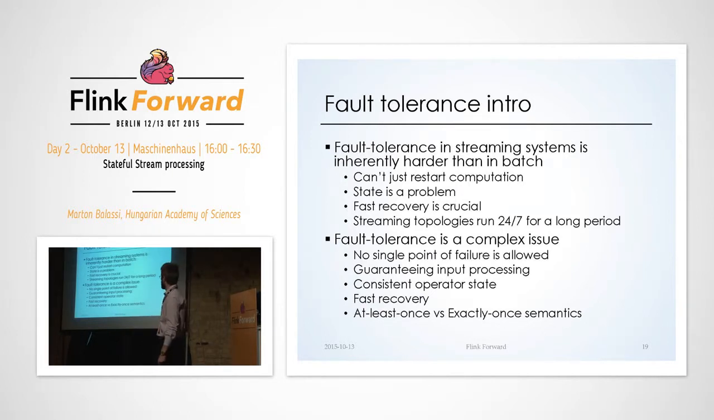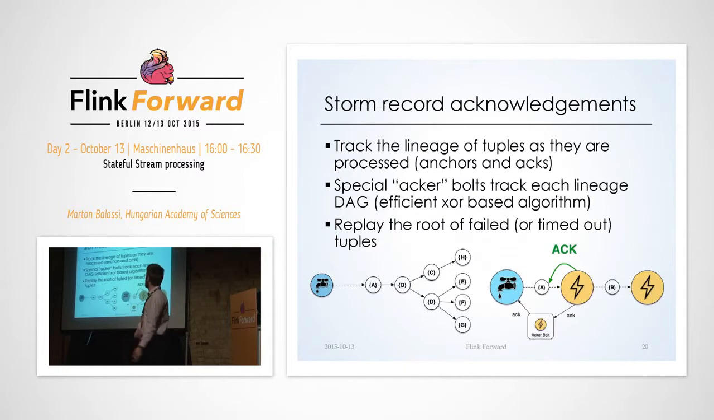Because of this, these systems have multiple semantics, like at least once or exactly once semantics. At least once basically means that every record that the system sees gets processed at least once, so a record might get processed twice or three times. And exactly once means that we guarantee that the record that we see gets processed exactly once.